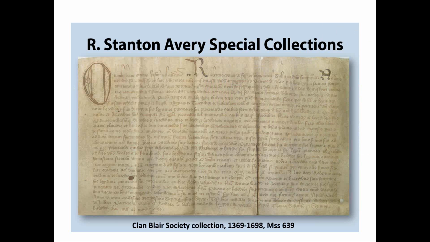The documents in the NEHGS manuscript collection represent New England and many other regions. The Society holds original records dating from the late 1300s to the present. For example, this image is of a document from the Clan Blair Society collection. This collection contains 98 documents relating to legal and personal affairs of the Blair family of Scotland, including charters, discharges, contracts, letters, marriage contracts, and other instruments dating from 1369 to 1698. The texts are in Latin, Scots, French, or English.